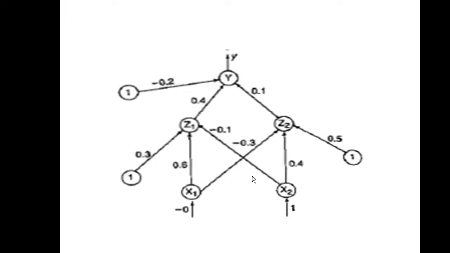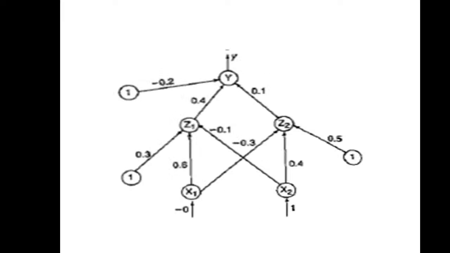Since this is a backpropagation neural network, I told you one hidden layer will be there, one middle layer. So this is z1 and z2, the hidden layer. This x1, x2 is the input layer, and y is the output layer. The input pattern is given 0 comma 1, so that is shown over here. This is 0 and this is 1.